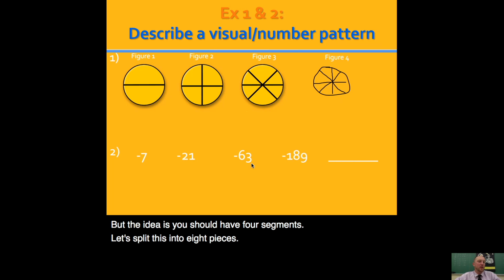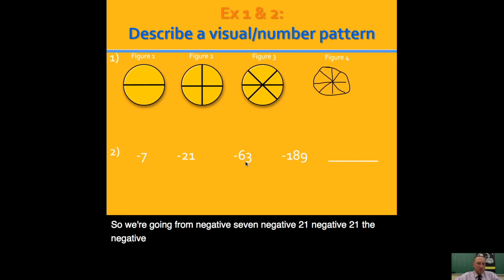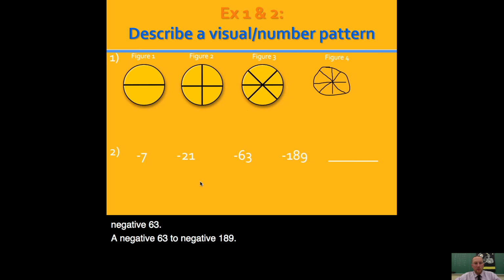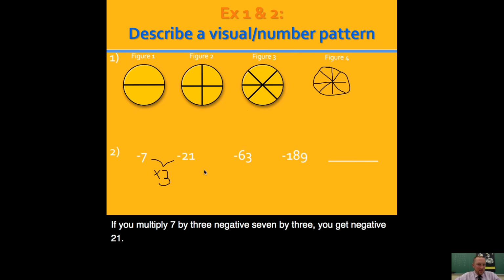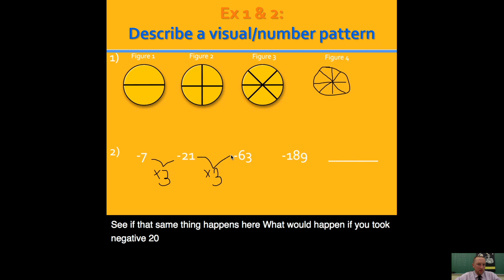Sometimes you can have a pattern with numbers. So we're going from -7 to -21, -21 to -63, and -63 to -189. What's happening here? If you multiply -7 by 3, you get -21. See if that same thing happens here. What would happen if you took -21 times 3? You would get -63.